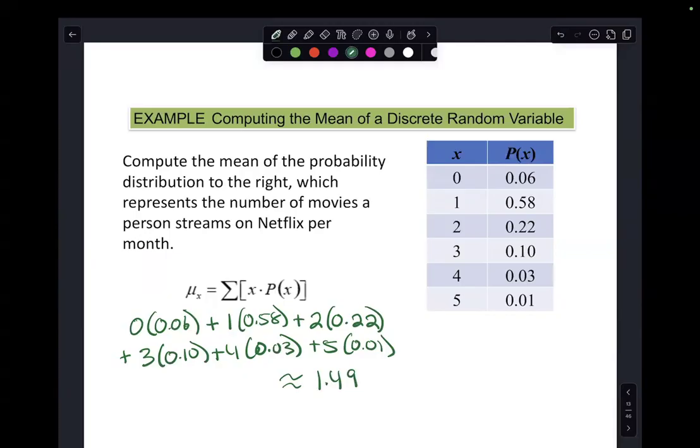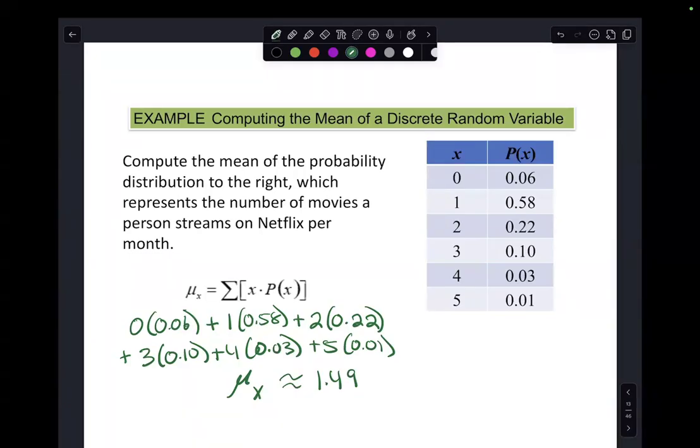The symbol that we use is mu sub x, because that's a subscript. So this is saying this is the mean of a random variable x. Technically, that's supposed to be a capital X, but you can't tell one way or the other unless I compared it with another x. So mu sub x would be approximately 1.49.